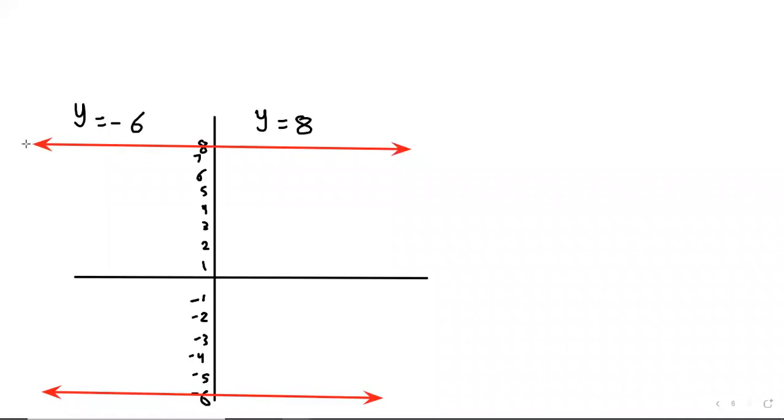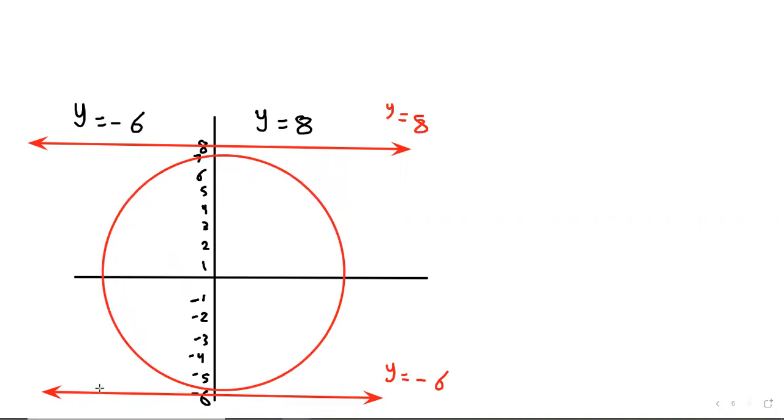This is the equation of the straight line y equals 8. And this is the equation of the straight line y equals -6. And they are two tangents to the circle M.